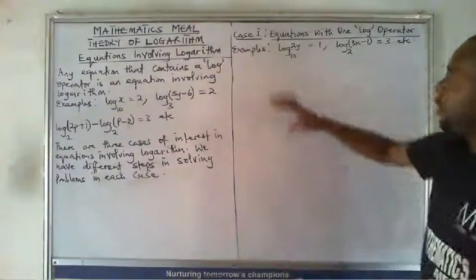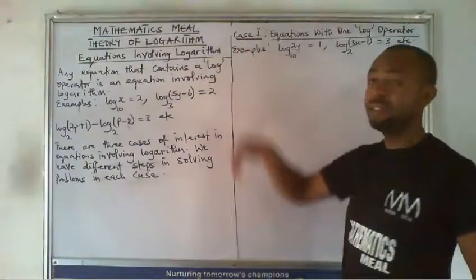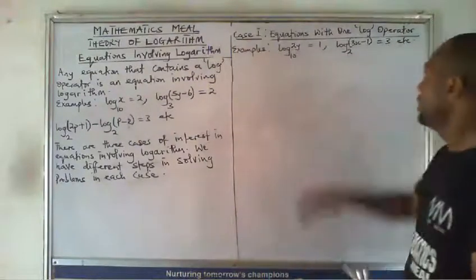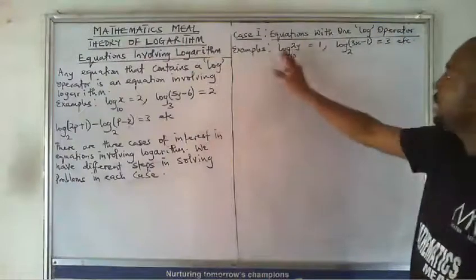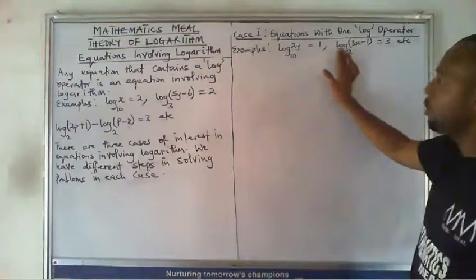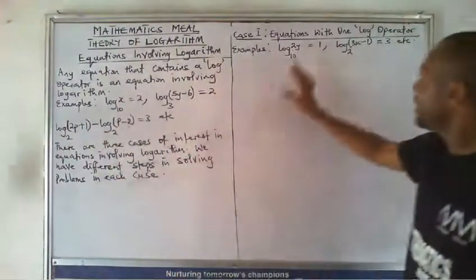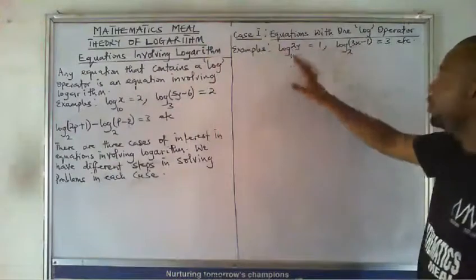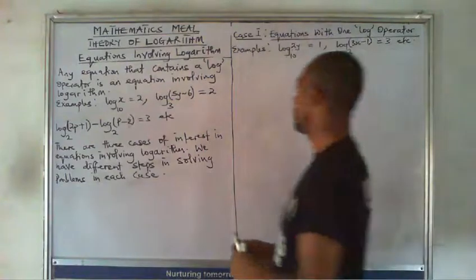Now, the first case we are going to consider, remember we said we have three cases. So case 1, that's what we want to consider now. In case 1, equations with one log operator. Look at this, just one log operator. This one, we have more than one. So the one we are interested first is the one that have just one log operator. So how do we solve such problems?